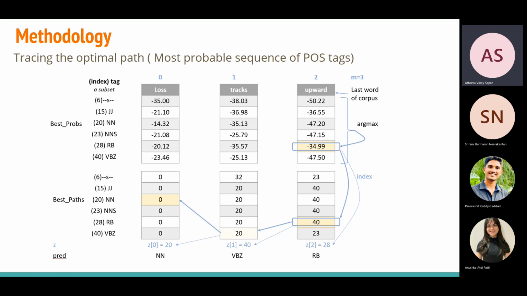Here, what we do is we check the last column of the best probability matrix and find a cell with the maximum value. In this case, it's minus 34.99. Thus, we have found the most optimal path of the given hidden states. Here, the word upward has the tag RB.